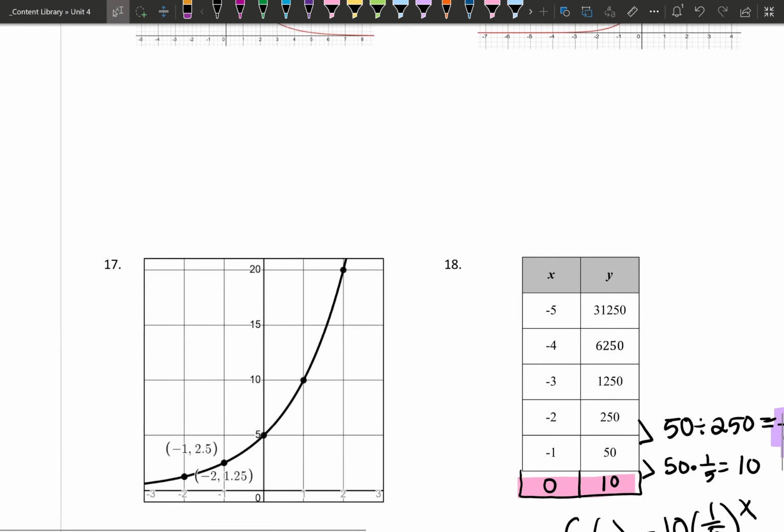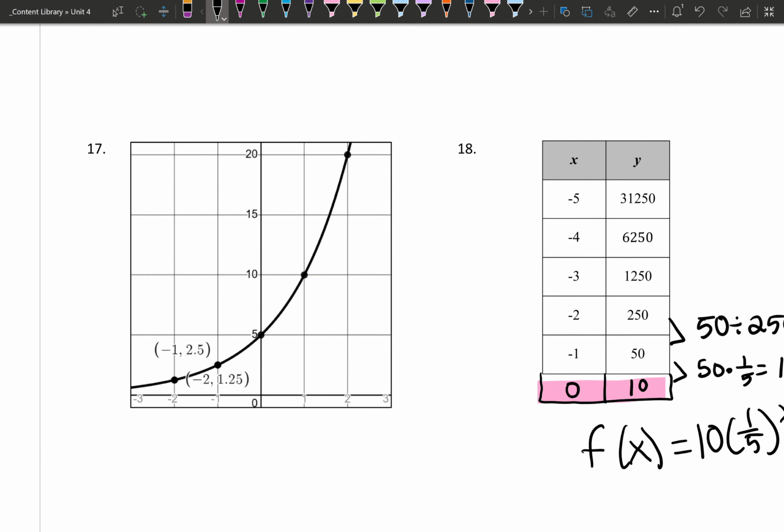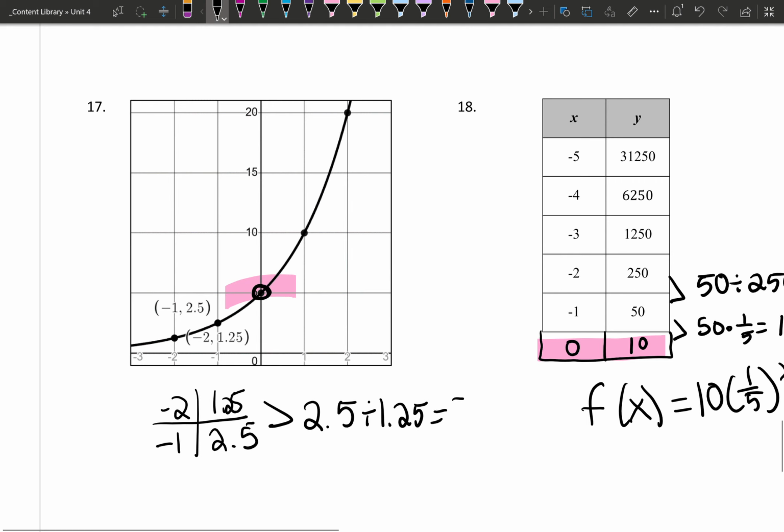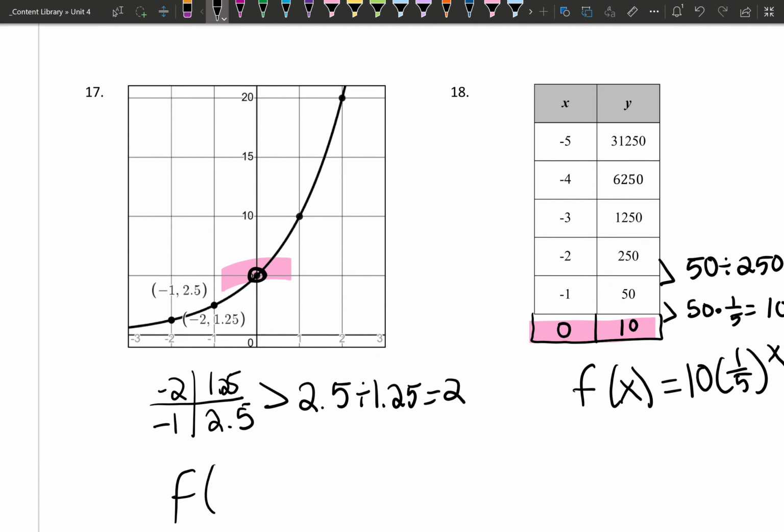All right, last one, number 17. Oh, perfect. These points are already labeled for us. And on top of that, I have my y-intercept, which is 5. Perfect. Oh, wait, I'm going to write a little table anyways. I like the way it looks better. All right, and I'm going to find 2.5. Okay, let's find the pattern by doing 2.5 divided by 1.25. 2.5 divided by 1.25 is 2. Cool. We have everything we need. F of x equals 5 times 2 to the power of x.